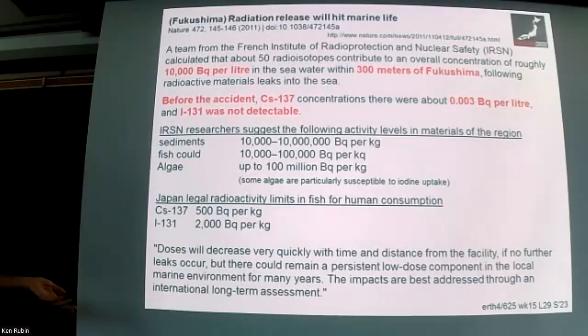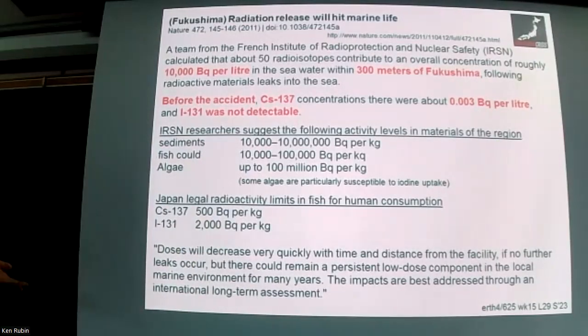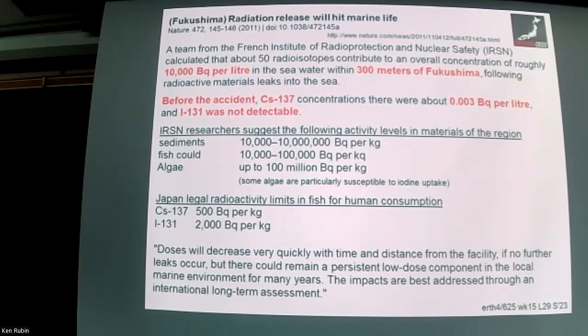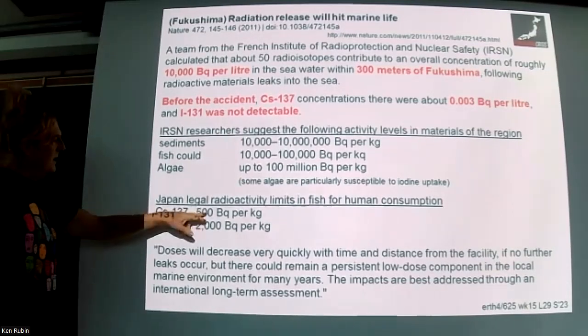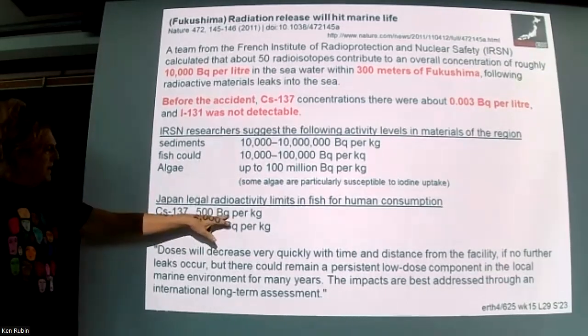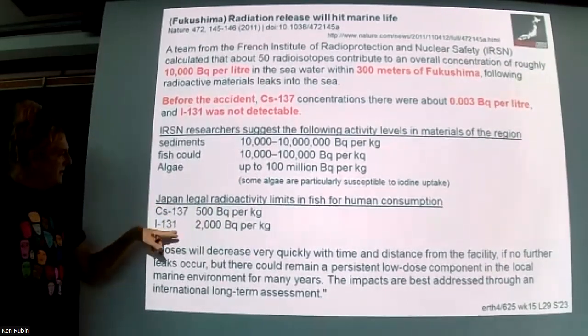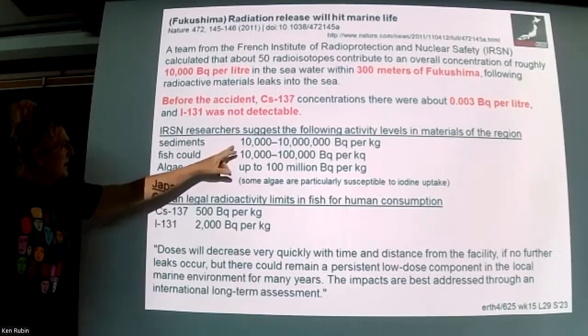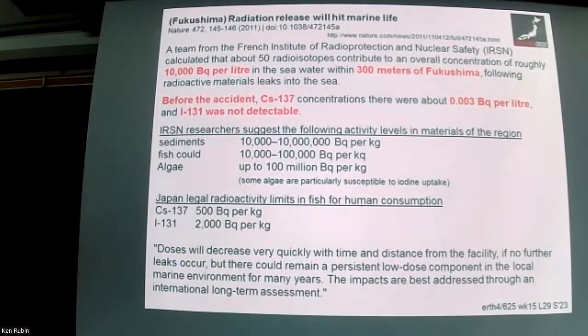Think about organisms that eat algae, for instance, whales, which are part of the diet in Japan. These are in Japan was considered legal: 500 becquerel per kilogram of cesium-137 and 2,000 of iodine-131. So obviously, these numbers are potentially, at least in the region, much, much higher, which meant that they started putting in controls on catches and stuff.